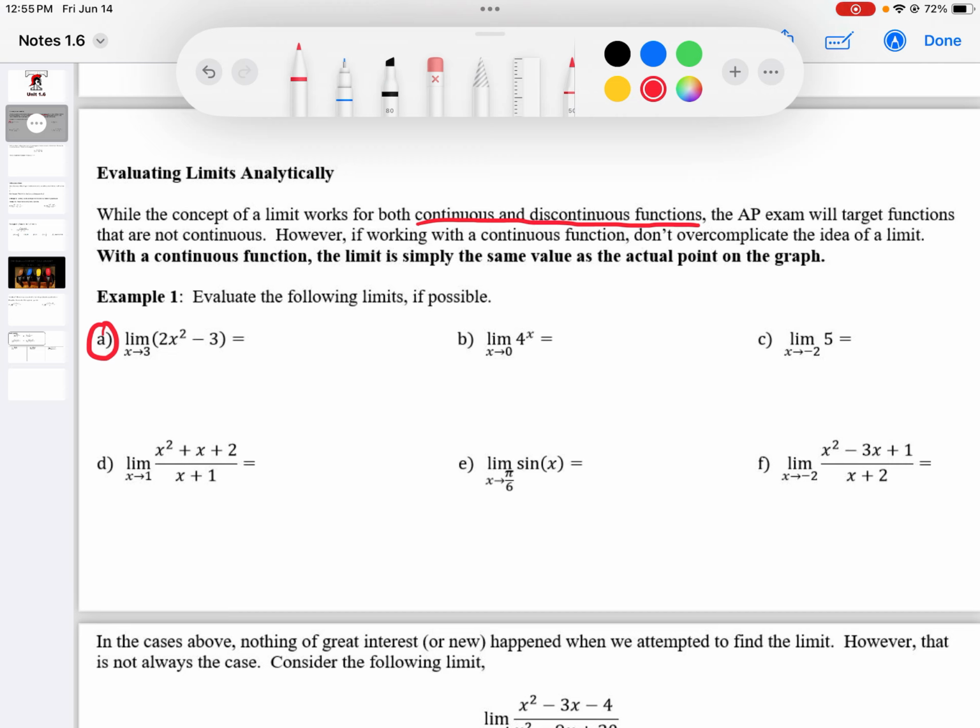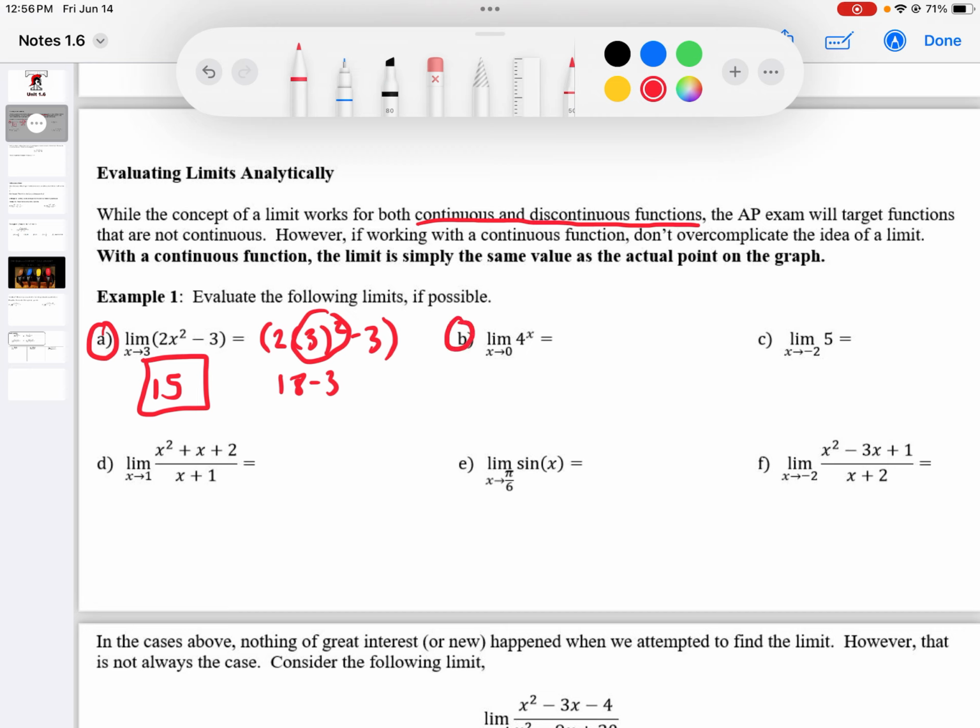So this one, I can kind of know the graph is a parabola. I want to see what is the y value when x is 3 right there. So I'm just going to plug in 3. So I have 2 times 3 squared minus 3. 3 squared is 9. 9 times 2 is 18. 18 minus 3 is 15. So the limit here is just 15. I found that by just plugging in the x value that we're finding the limit as x approaches that number.